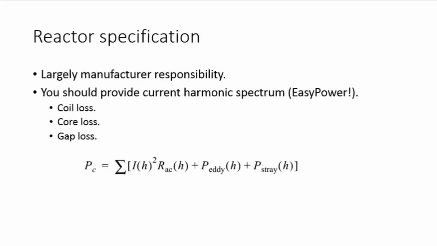The reactor specification is largely the manufacturer's responsibility, and it has to be a combined job of the power engineer that makes the specification for the filter and the manufacturer. The manufacturer should receive the harmonic spectrum expected for the filter. Why? Because the core of the reactor is extremely sensitive to harmonic content when it regards loss, therefore heating.